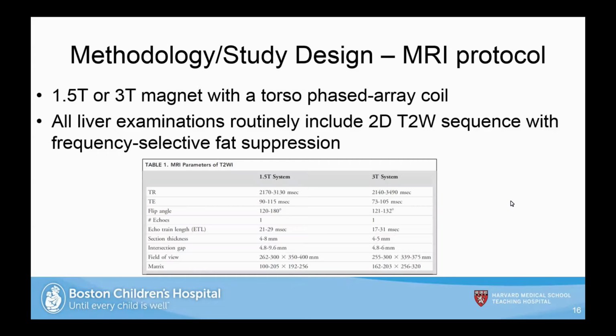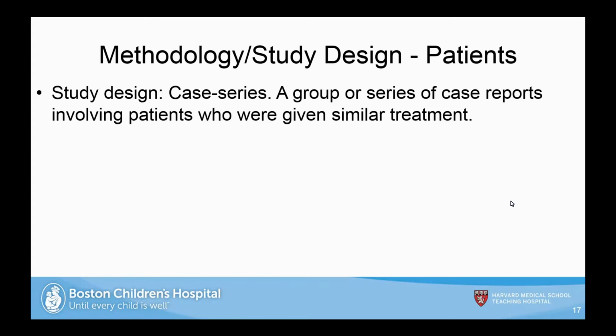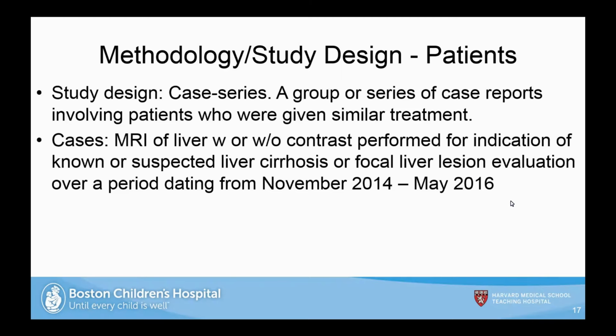And the study design was basically a case series, which is a group or series of case reports involving patients who were given similar treatment. So for these cases, an MRI of the liver with or without contrast was performed for indication of known or suspected liver cirrhosis or focal liver lesions, evaluated over a period dating from November 2014 to May 2016. So they're very clear on that.